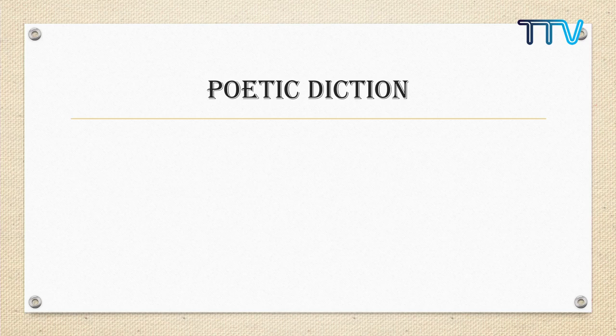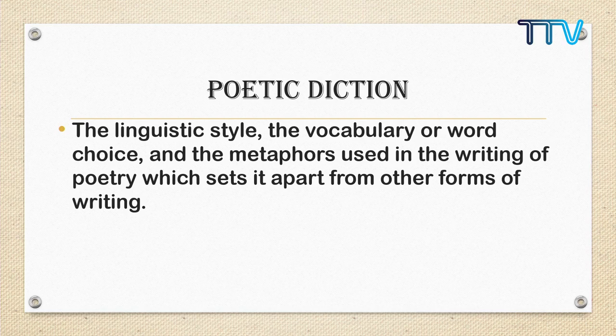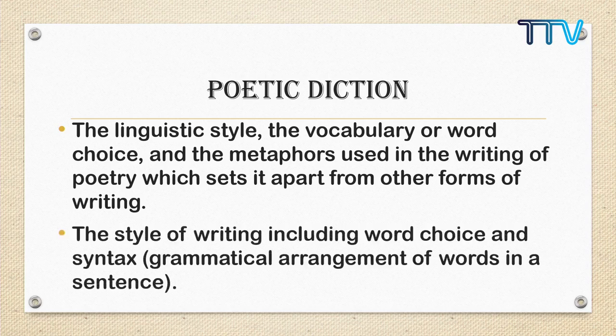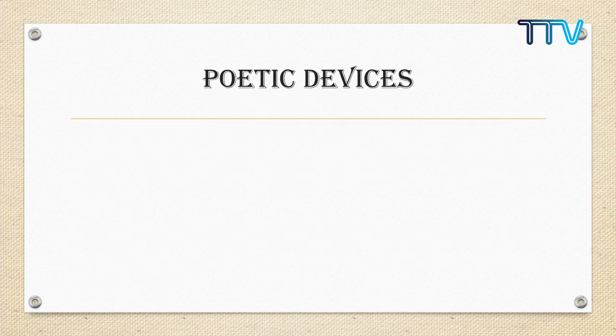And we had a session on poetic diction and poetic devices. Poetic diction is the linguistic style, the vocabulary or word choice, and this is how poetry is set apart from other pieces of writing. It is the style of writing including word choice and syntax. Syntax means the grammatical arrangement of words in a sentence. So poets can often play with that.